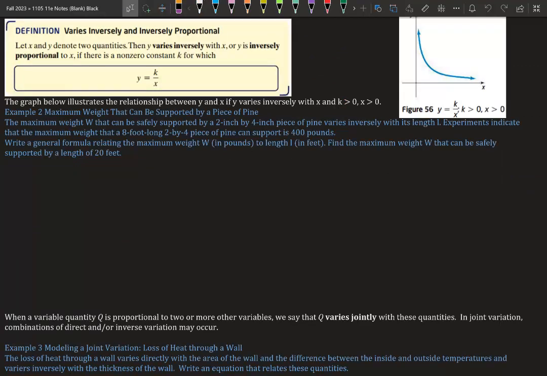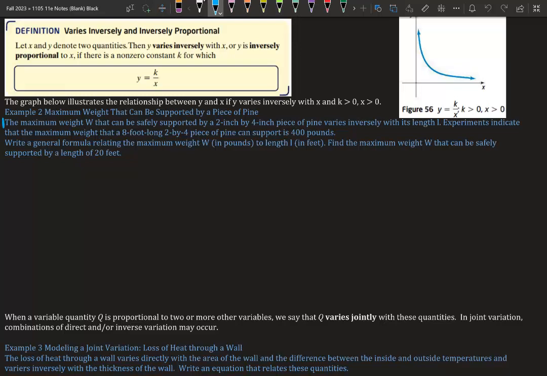So, maximum weight that can be supported by a piece of pine. The maximum weight W that can be safely supported by a 2-inch by 4-inch piece of pine varies inversely with its length L. Experiments indicate that the maximum weight of an 8-foot long 2x4 piece of pine can support is 400 pounds. Write a general formula relating the maximum weight in pounds to the length L in feet. Find the maximum weight W that can be safely supported by the length of 20 feet.